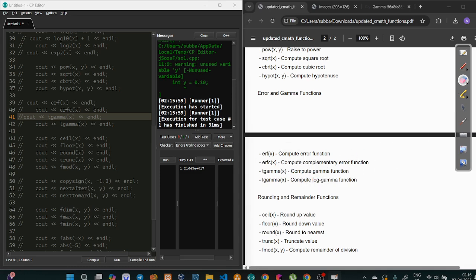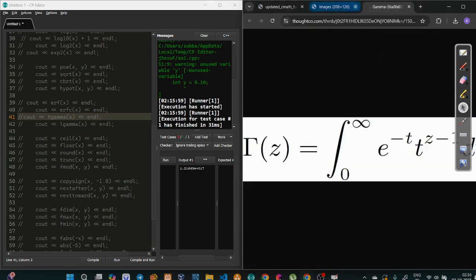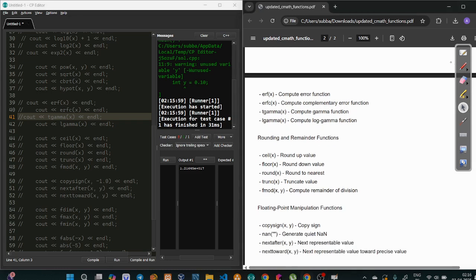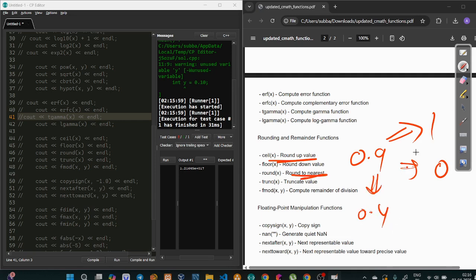So log of the gamma function, and gamma function looks something like this. It's actually PTSD for me. But anyways, log of gamma function is what you get here with lgamma. And then rounding off, reminder: round up value, basically if you're writing 0.9, round up is up to the nearest integer. This is 1. Round down is basically 0. Round to the nearest is basically, if you're writing 0.4, the nearest to this will be 0, so it's 0.